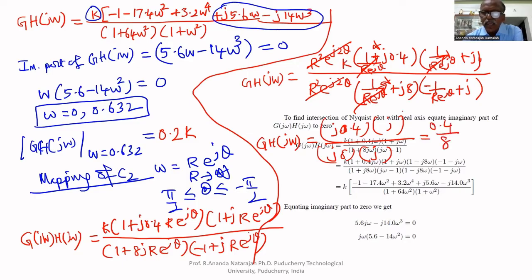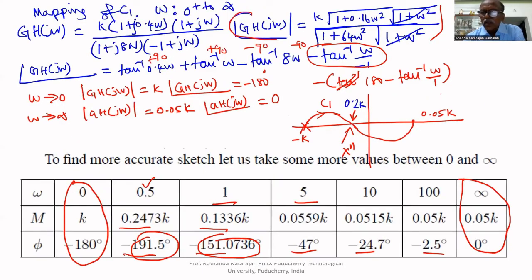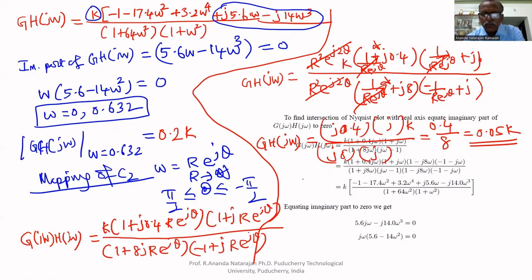In addition, you are having k. That is equal to 0.05k. So the mapping of C2 is nothing but a point at 0.05k. That's all. Therefore, the mapping of C2 is a point at 0.05k. That's all.